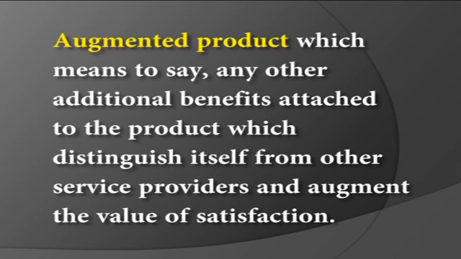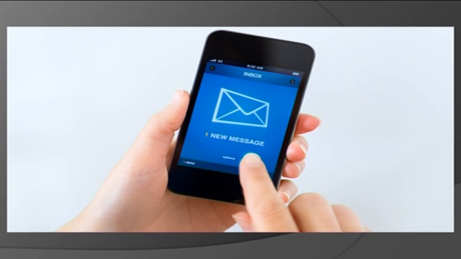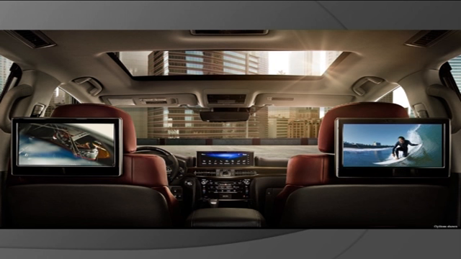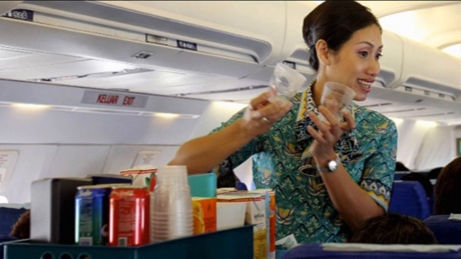The next level is augmented product, which means any other additional benefits attached to the product which distinguish it from other service providers and augment the value of satisfaction. Such additional benefits could be quick check-in, SMS alerts, special facilities inside the coach such as front seat display screen for entertainment, soft drinks and other beverages, pickup from departure point, etc.